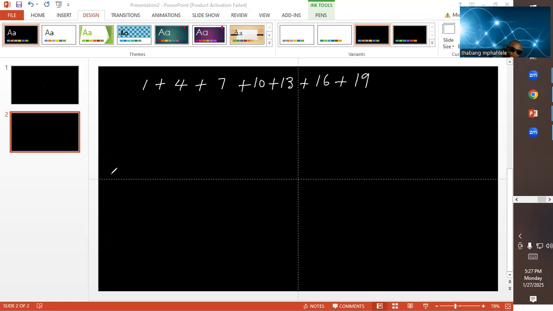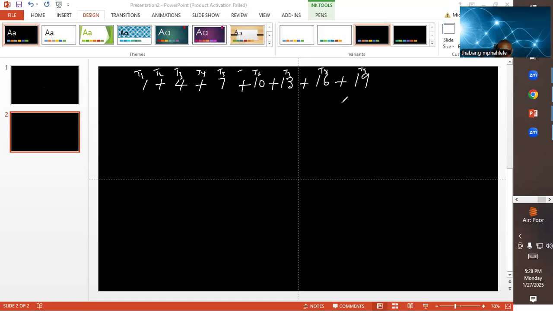Now, what I want you to do right now is to take your calculator and add all the values that you see in this sequence. Find the sum of all these values. How many terms do we actually have here? This is term 1, term 2, term 3, term 4, term 5, term 6, term 7, term 8, and term 9. So I've got 9 terms.